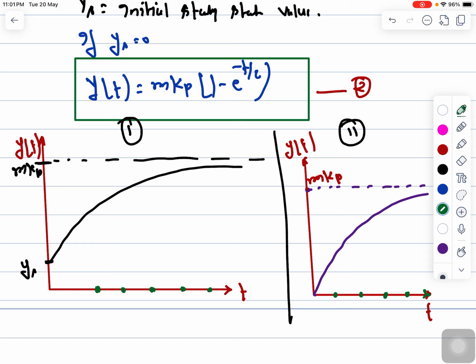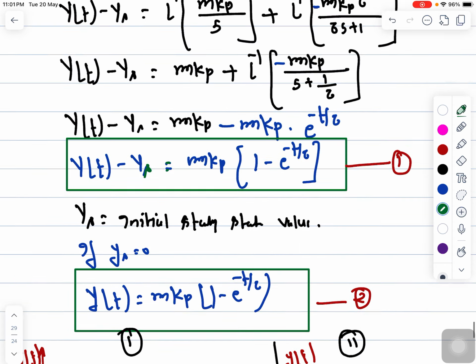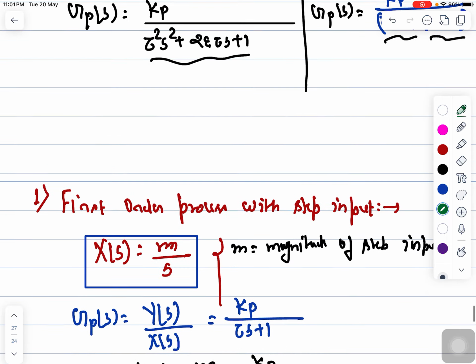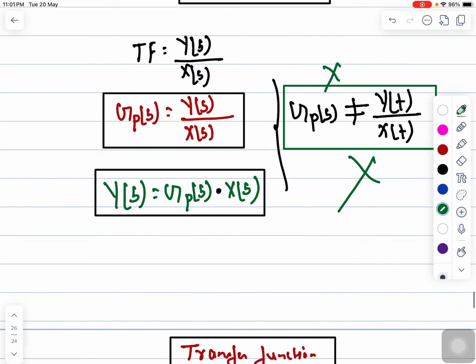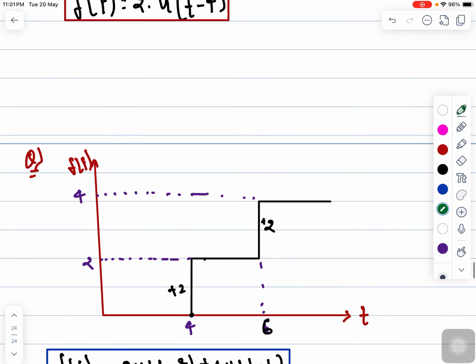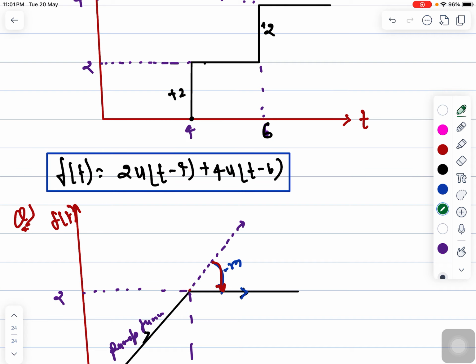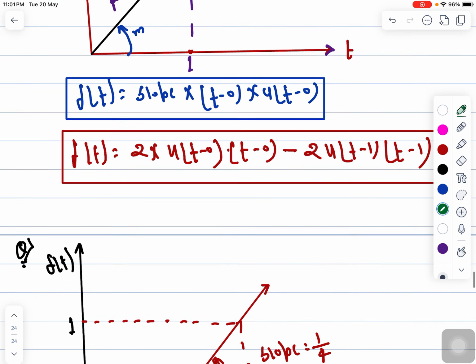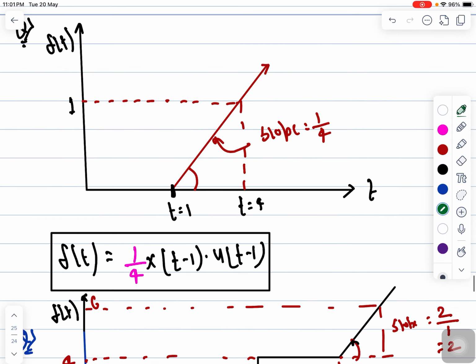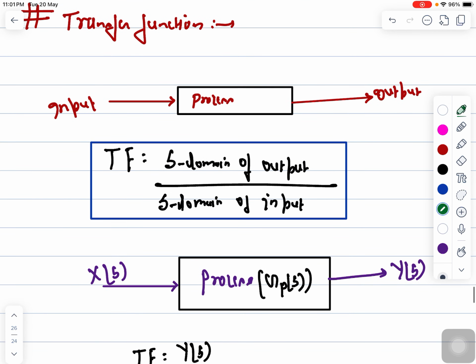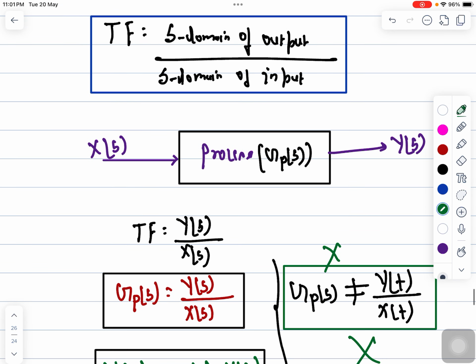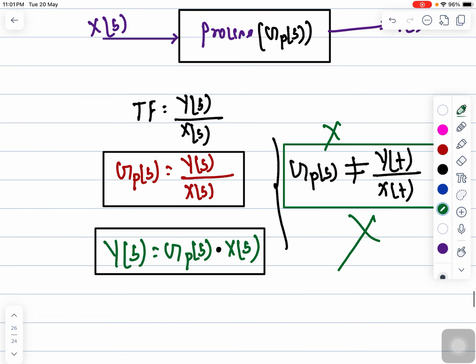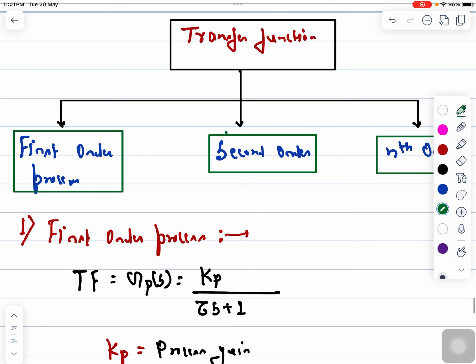Okay, so I'll stop this lecture here, and I hope I have tried my best to help you understand this kind of graphical question, and from the graph how to make a linear combination of 2 step or 3 step inputs, and again a linear combination of a step and ramp input. After that I started the discussion about the transfer function, which is the s domain of output divided by input, and from there I discussed different kinds of transfer functions of different processes: first order process, second order process, and nth order process.